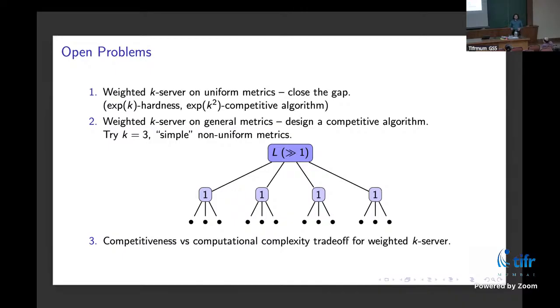Obviously, we are using an enormous amount of time also to decide how do we serve the next request. Can we try to understand some kind of a trade-off between the competitive ratio and the usual computational complexity parameters like space and time? So can we get an algorithm which is still, let's say, exponential in k squared or something, or exponential in k, hopefully, but which uses much less memory than what we are using? So that's the open problem I would like to stop with.